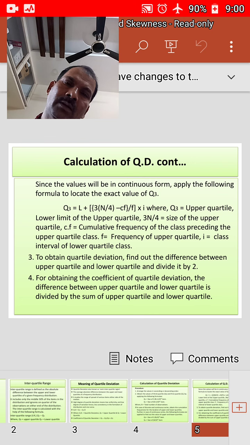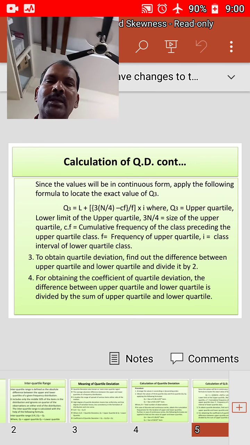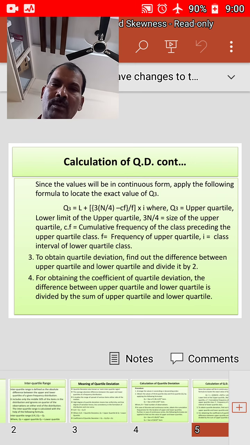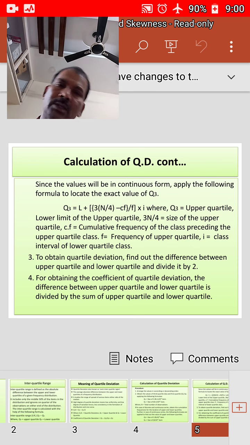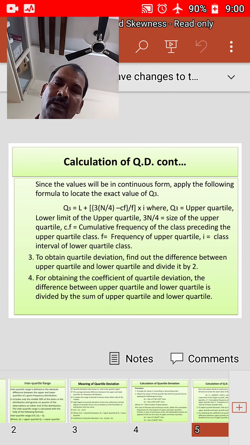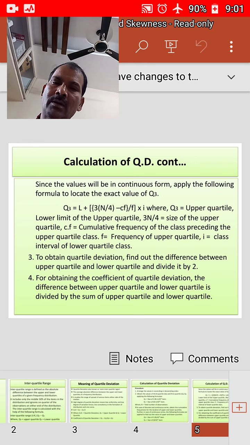As we know, it is a linear process, it will be continued. Since the values will be in continuous form, we need to apply a formula to locate the exact value of Q3. In a continuous series, class intervals will be given in continuous form, and to locate the actual value of the third quartile or first quartile, we have a formula: L plus (3n by 4 minus CF, the cumulative frequency of the class preceding the quartile class) by f into i.